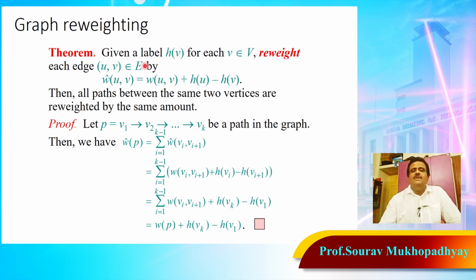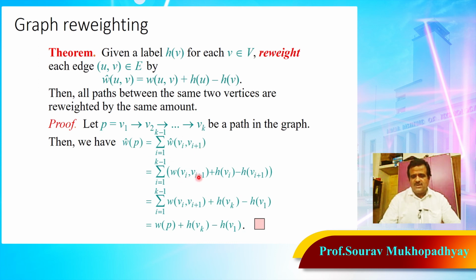For that we will label the vertices, h is a function, we label the vertices and we reweight every edge. The new weight of edge Wuv is Wuv plus Hu minus Hv. Okay. So then what is the path weight? If P is a path, then the weight of this path is the sum of the edge weights.